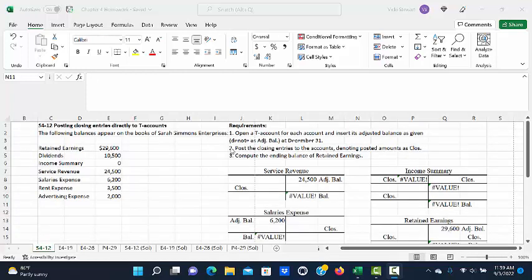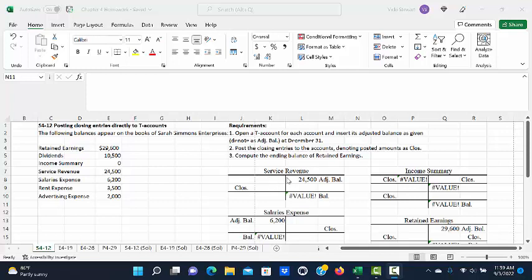The second part states to post the closing entries to the accounts, denoting posted amounts as CLOS, which is short for closing, and the third part is to compute the ending balance of retained earnings. So we know that when we get to the end of the accounting period, we close our temporary accounts, which are our revenue and expense accounts, to income summary. Then we transfer the balance from income summary to retained earnings, and we also close our dividends to retained earnings.